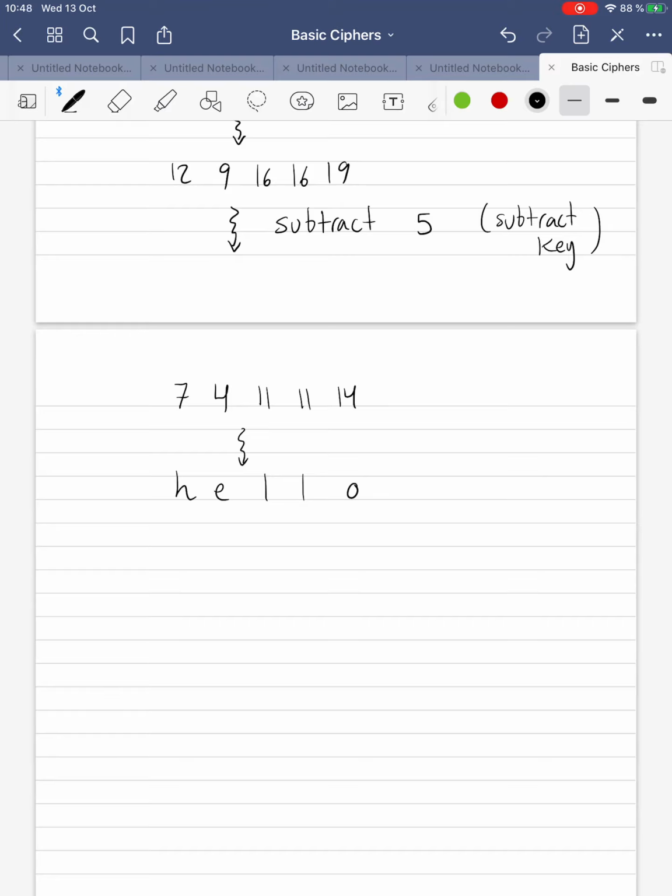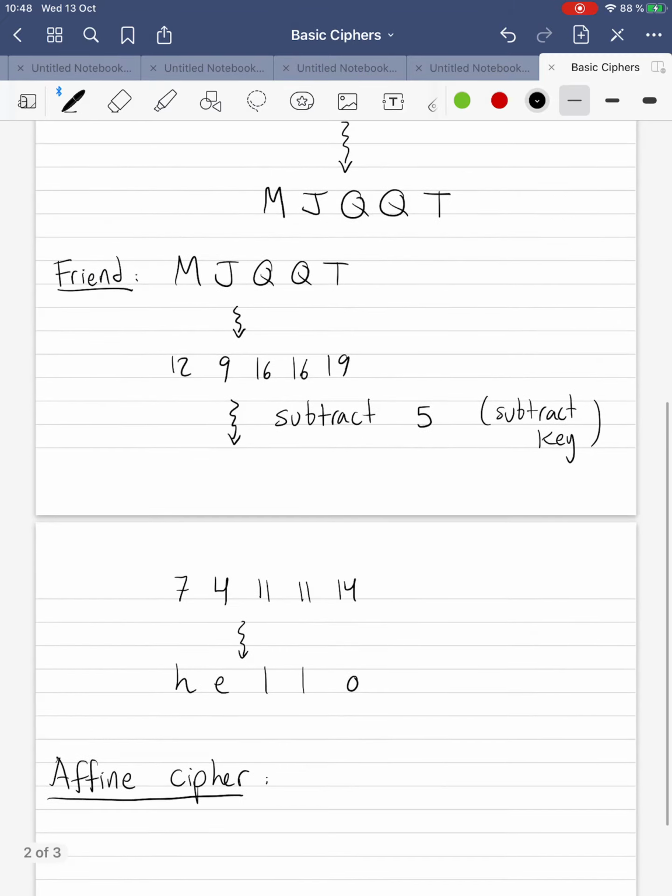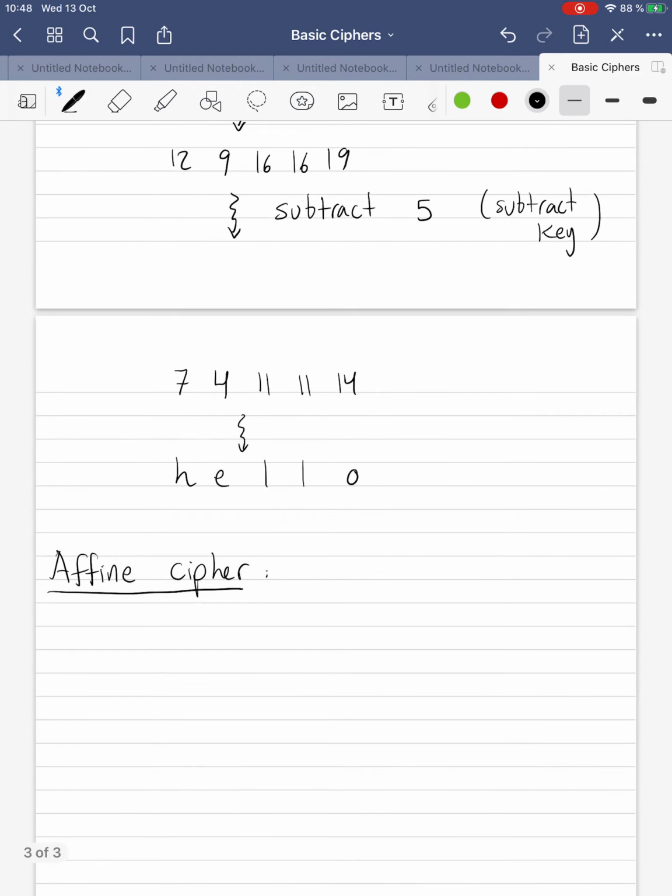Basically turning a message into numbers, then to each of those numbers we're going to do a certain operation to receive other numbers, and then we turn those into letters again to get the encrypted message. Okay, so this one is going to be called an affine cipher. And so for the affine cipher, the key is a little bit different. For the Caesar cipher, the key was just a number. For the affine cipher, the key is going to be a pair of numbers.